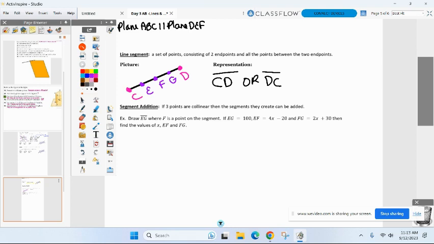Draw line segment EG. Can we do that? Go ahead, draw line segment EG for me. Where F is a point on the segment. So go ahead, throw a point F somewhere. It doesn't say where it has to be, so just throw a point F on there.